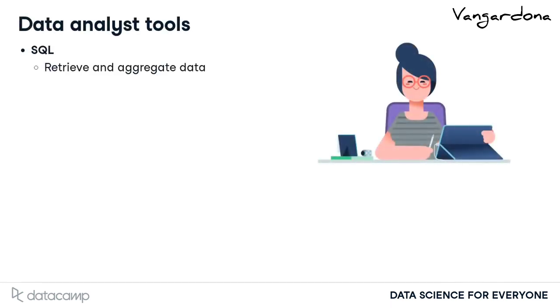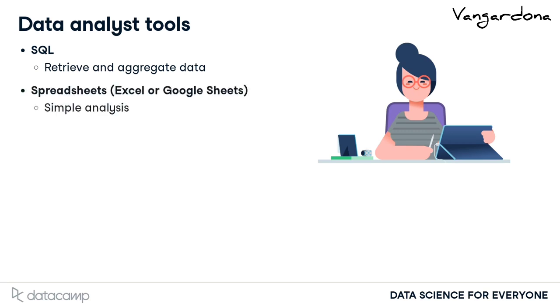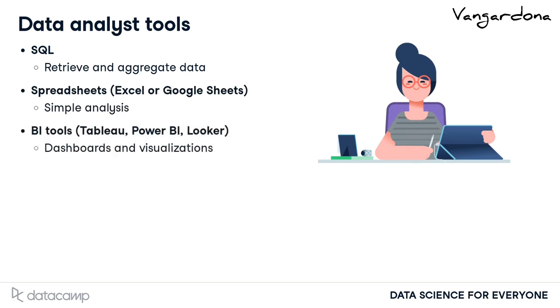Data analysts use SQL, the same language used by data engineers, to query data. While data engineers build and configure SQL storage solutions, analysts use existing databases to retrieve and aggregate data relevant to their analysis. Data analysts use spreadsheets to perform simple analyses on small quantities of data. Analysts also use business intelligence or BI tools such as Tableau, Power BI, or Looker to create dashboards and share their analyses. More advanced data analysts may be comfortable with Python or R for cleaning and analyzing data.